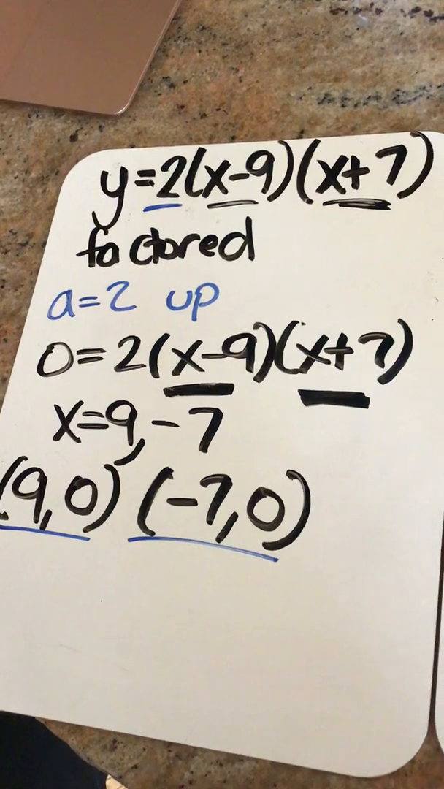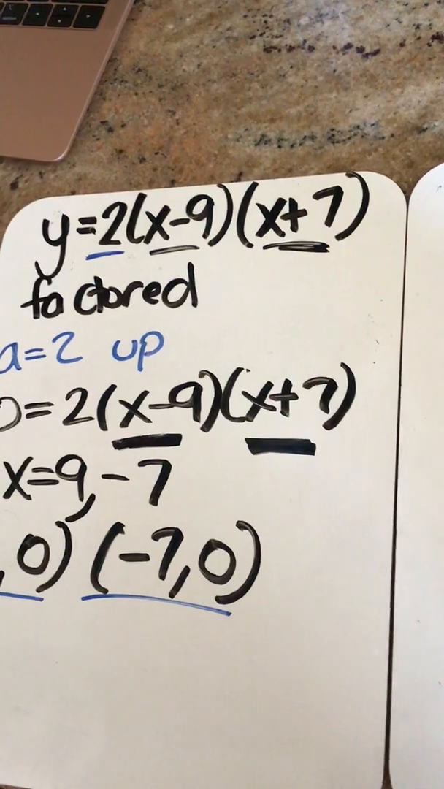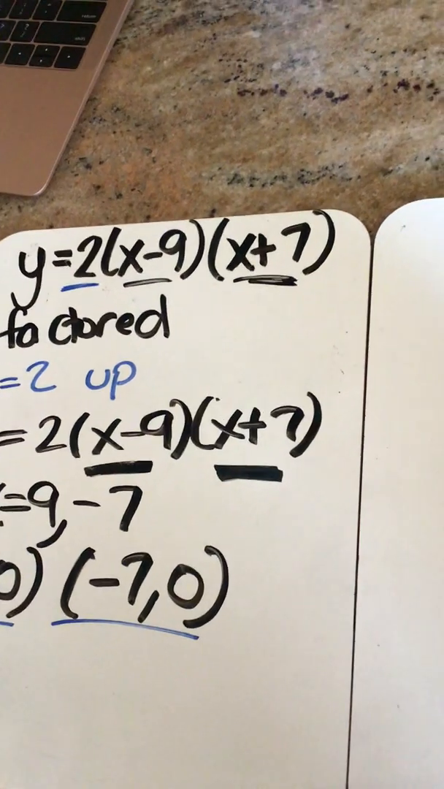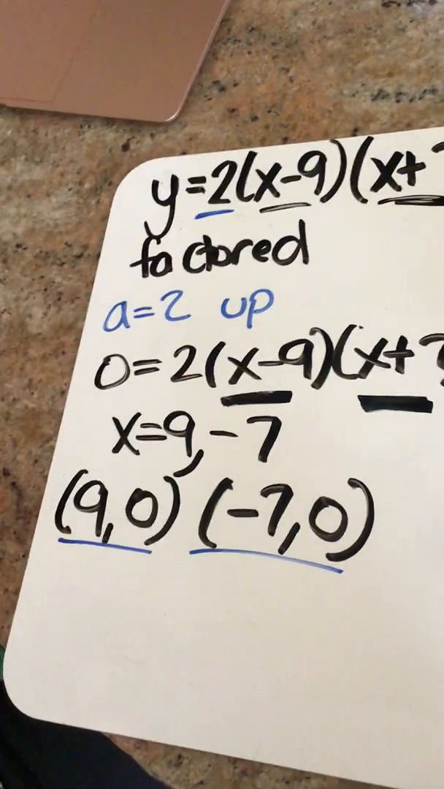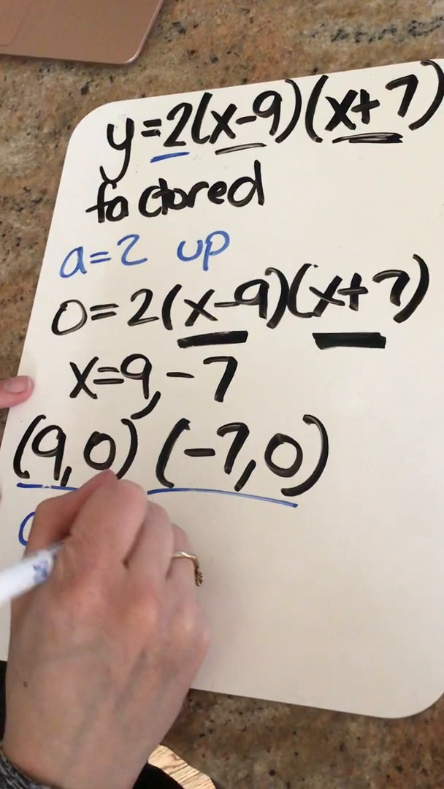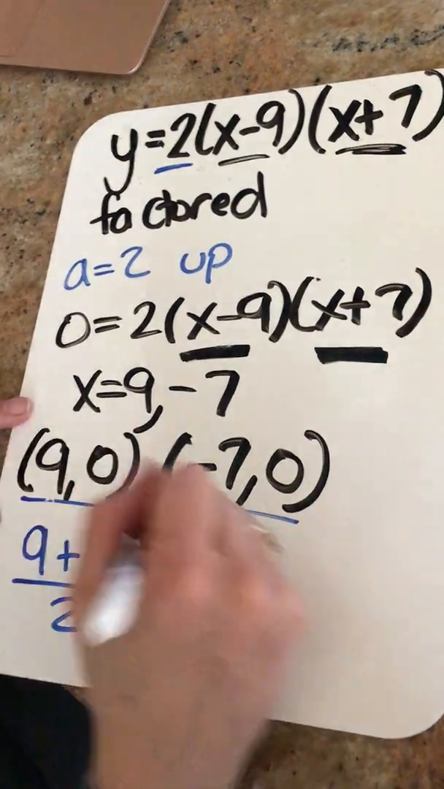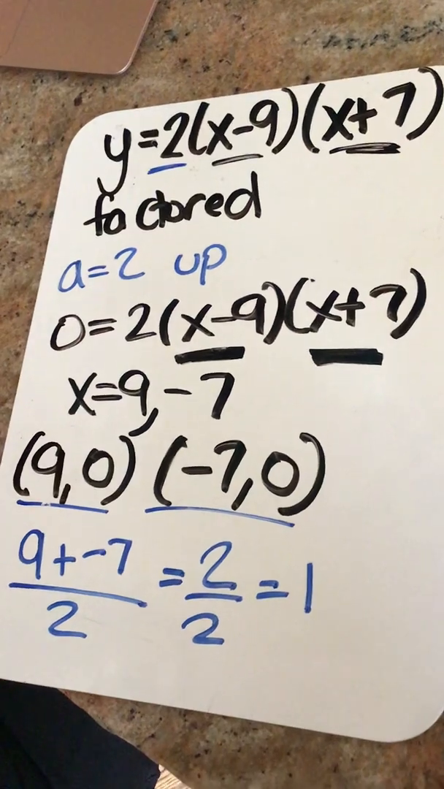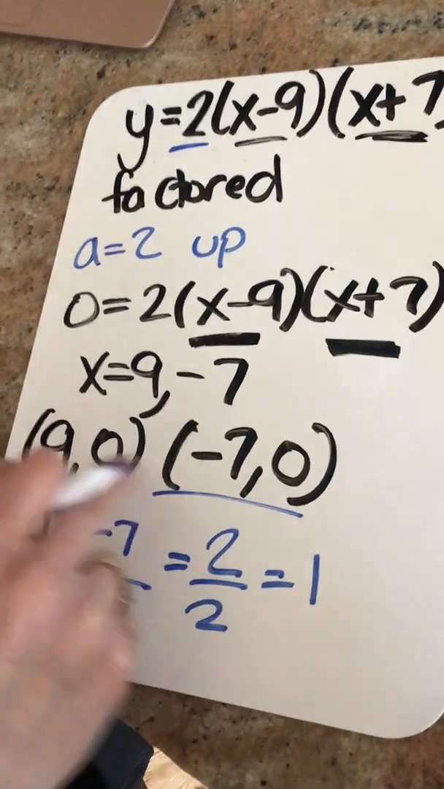Then they're asking us for our vertex. So our vertex here, when you have factored form and you find your x-intercepts, you can find your vertex by just going halfway in between your x-intercepts. So the way we figure that out is by taking our x's and adding them. So we're going to say 9 plus -7, and dividing that by 2 because it's halfway in between. So what's 9 plus -7? It's 2. Divide that by 2, I get 1. That means the x value of the vertex is 1, okay? So that's halfway in between these 2 points.